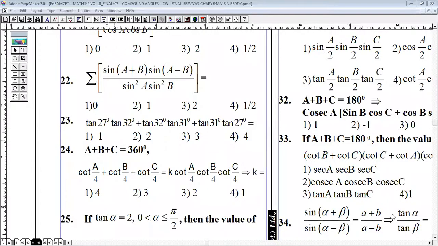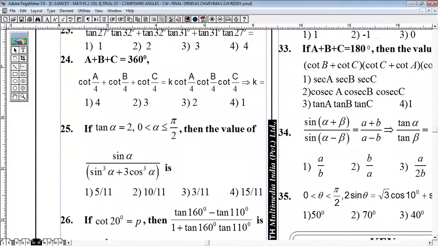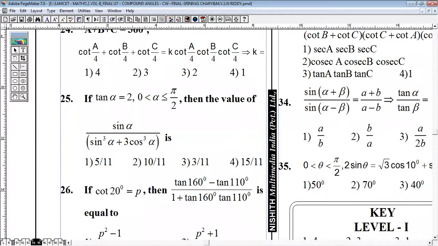Next, look at the 25th problem. Where tan alpha is given as 2, where alpha lies between 0 and pi by 2, meaning it lies in the first quadrant. Then we have to find the value of sine alpha upon sine cube alpha plus 3 cos cube alpha. How much is it?